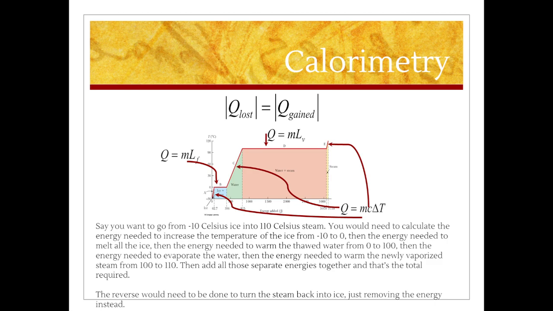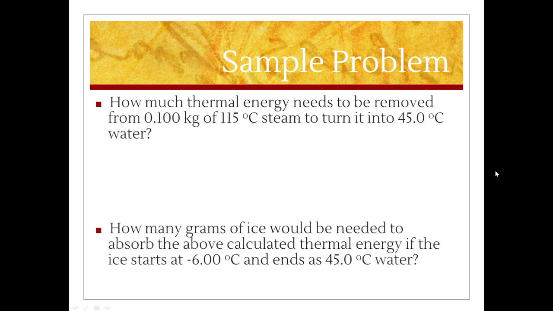Okay. So, I've been hand waving a lot and describing a lot of steps that one needs to do. I'm now going to actually show them written down in 2 examples. First example, how much thermal energy needs to be removed from 0.1 kilograms of 115 degrees Celsius steam in order to turn it into 25 degrees Celsius water. So we're starting with steam, we're going to turn it into water.